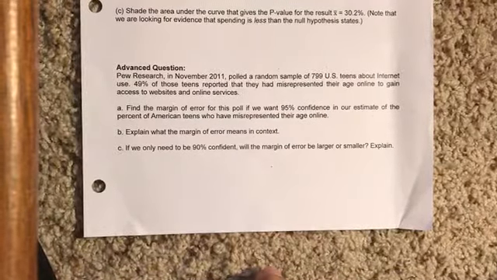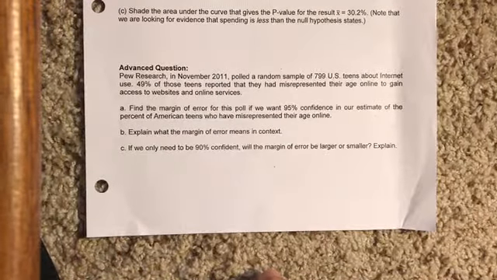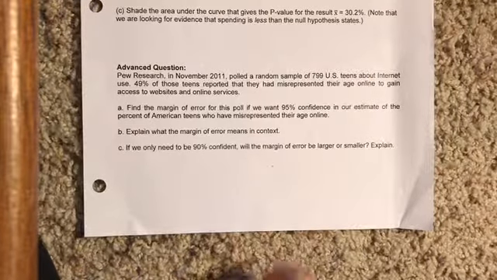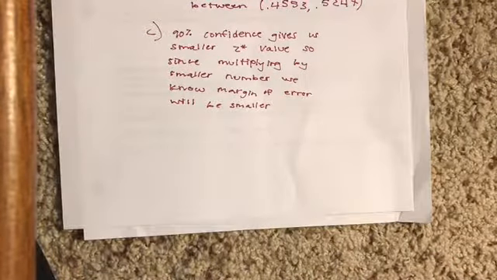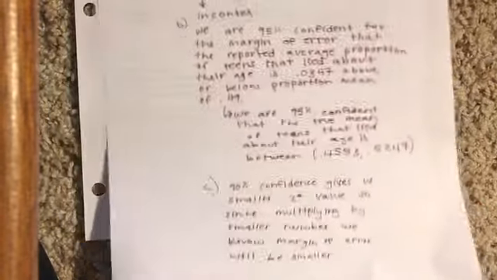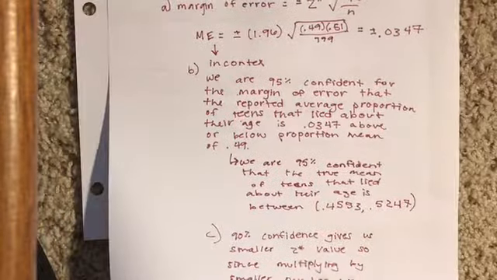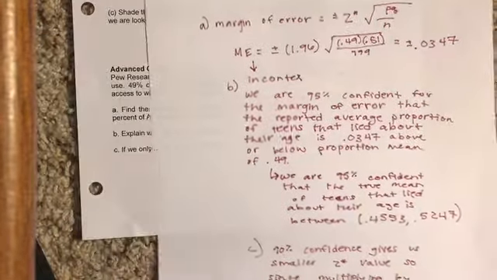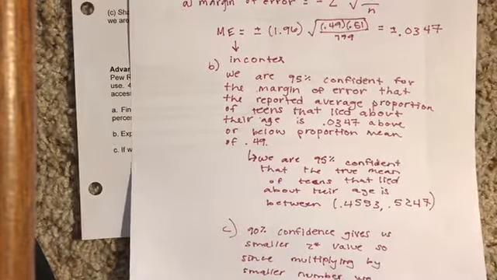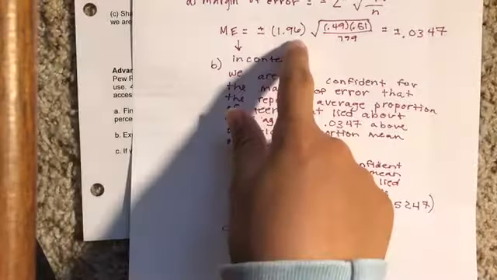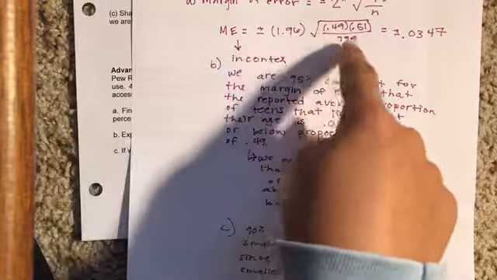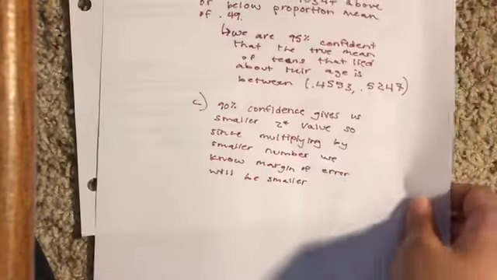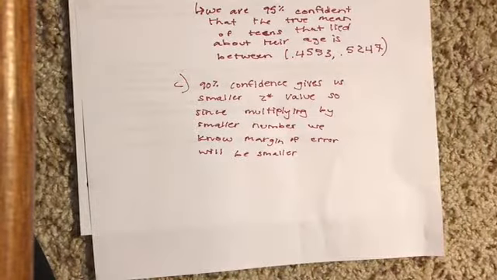Part C says if we only need to be 90% confident, will the margin of error be larger or smaller? Explain. So if we only need to be 90% confident, we basically use the same equation except a different z star, and with a smaller confidence, we will have a smaller z star. So basically the only thing that's changing is this number we're multiplying it by, and if we multiply it by a smaller number, we know that the margin of error is also going to be smaller.